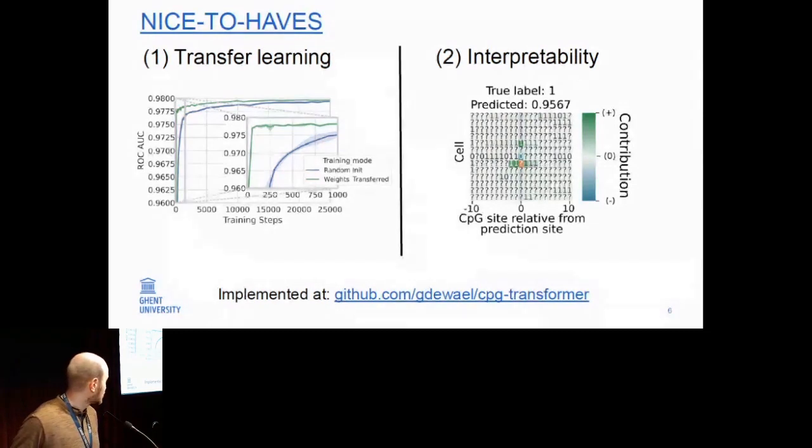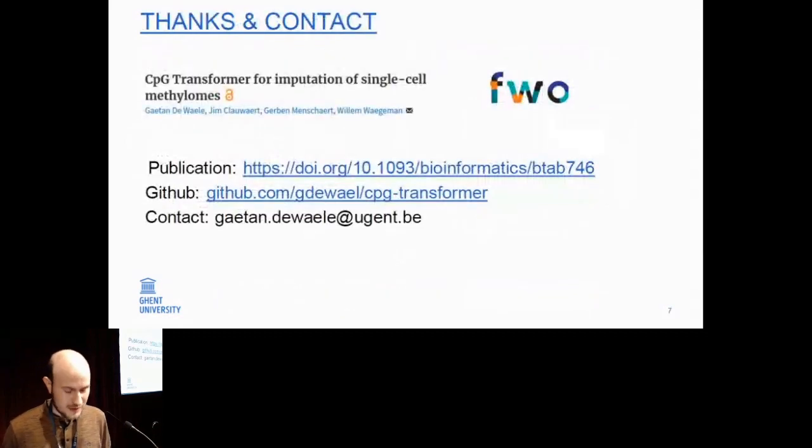And also the model is quite interpretable. Using these fancy explainable AI tools, we can ask the model, why did you predict a certain thing? In this example on the right, there's a question mark. It predicted that it should be a 1, and then we can ask why. In this example, it says, okay, there are some neighboring CpG sites which also had a 1, which kind of makes sense, of course. So that's all.